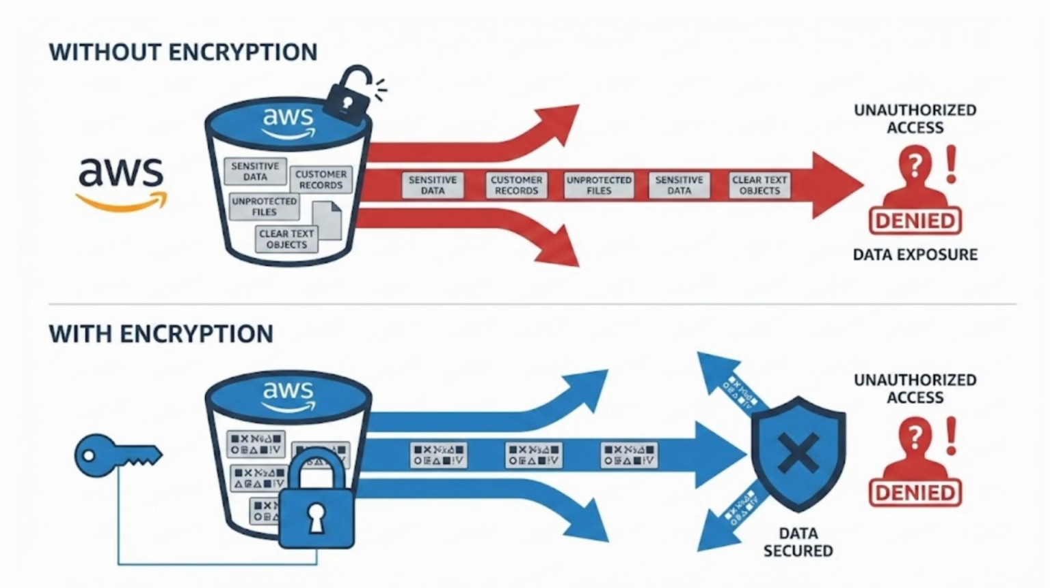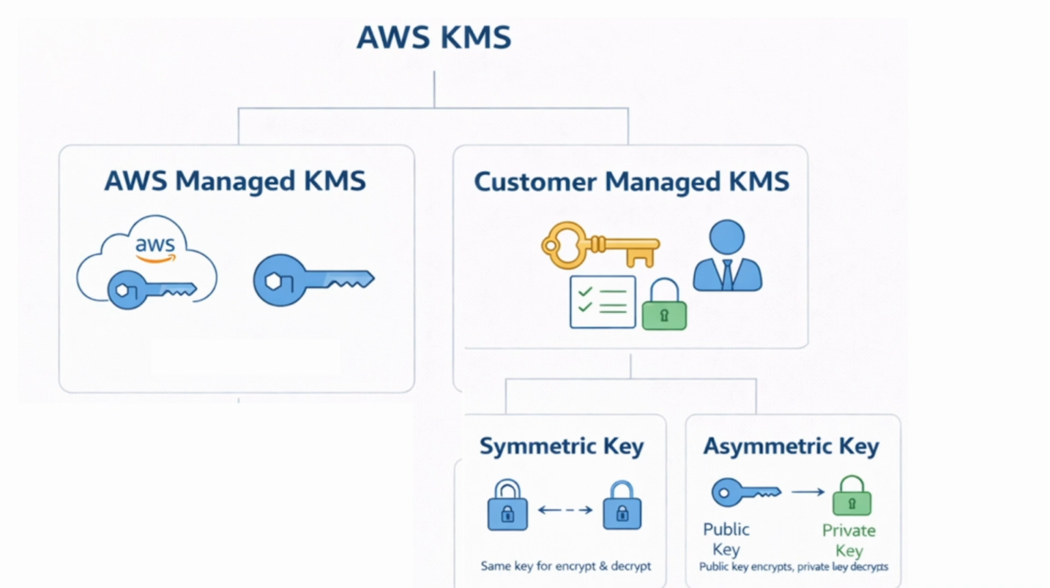So let's move ahead and understand the types of encryption. There are basically two types of keys available: AWS managed KMS and customer managed KMS. What do you mean by AWS managed KMS? You already know from our policies the difference between AWS managed policies and customer managed policies. Similarly, over here also we have AWS managed KMS and customer managed KMS.